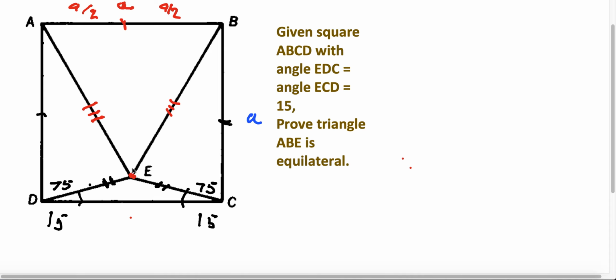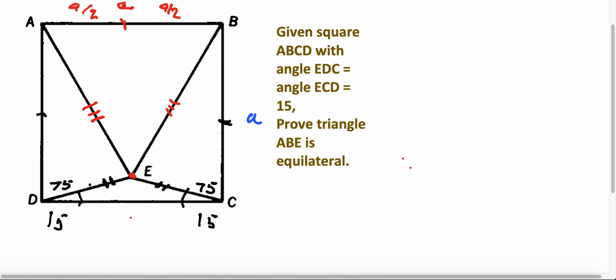What we need to know is whether this distance here, EB or EA, those are congruent, doesn't matter which one, we can prove it. Are these distances equal to A? Or are all the sides AB, BE and EA congruent?